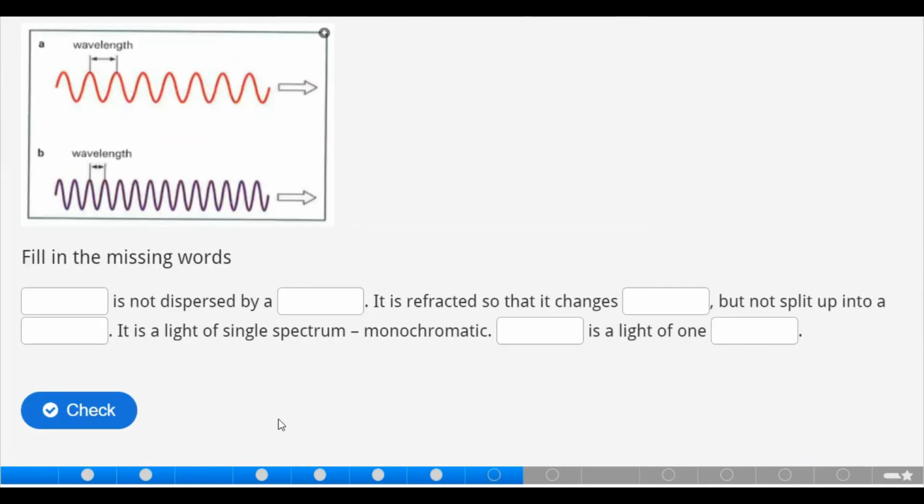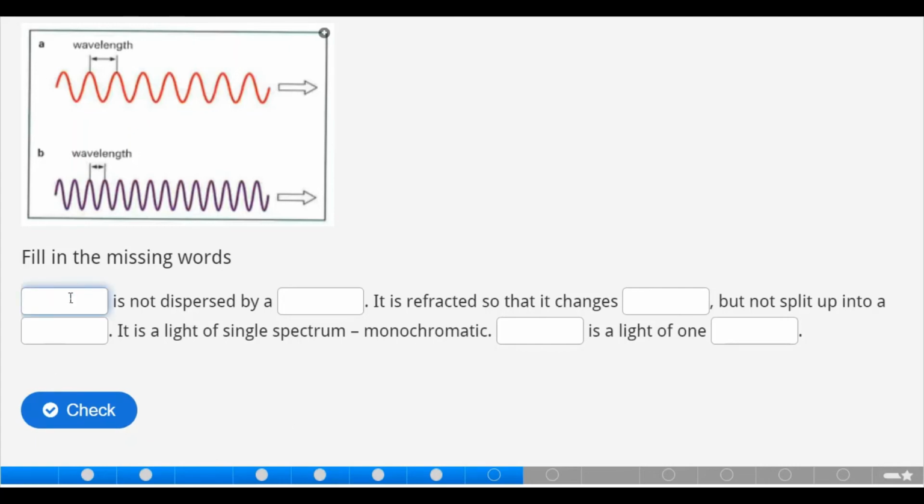Now, looking at these two diagrams, we have wavelength and we have the wave still moving from left to right, but it's typically spreading out, with a large amplitude. But if you look at figure B, it has a small amplitude or wavelength. So we are to fill in the missing words.